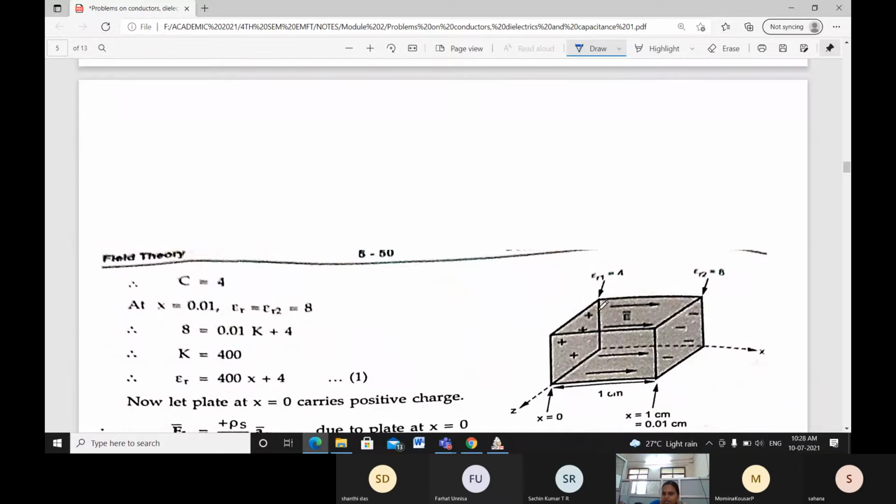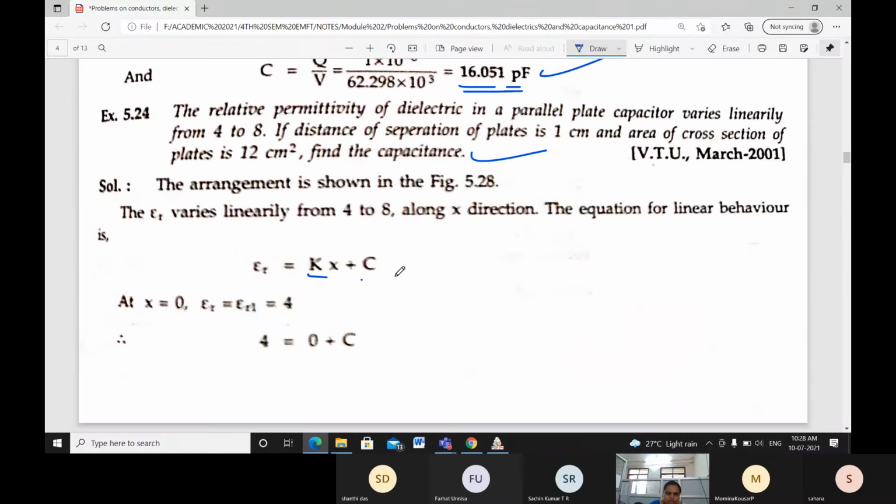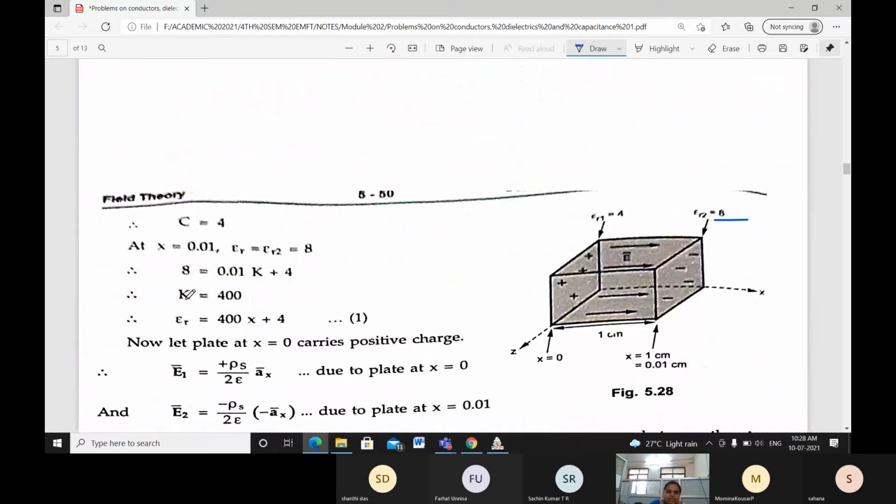The next, after 1 centimeter, epsilon_r2 is going to be 8. That is 8. That is then substituted in the equation of this part. That is, 8 is going to be equal to 0.01 into k plus 4. From this, find out what the k value is. K is going to be 400.